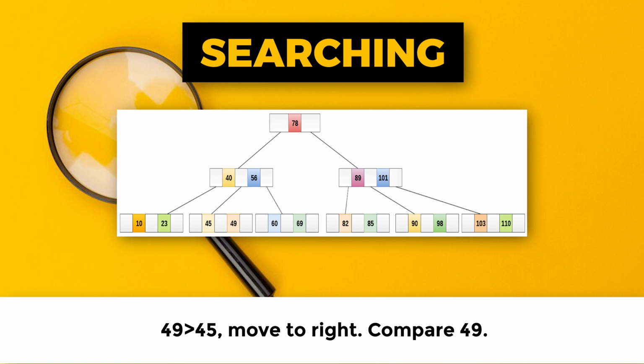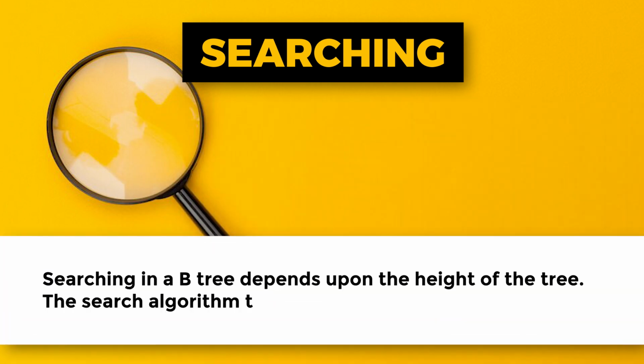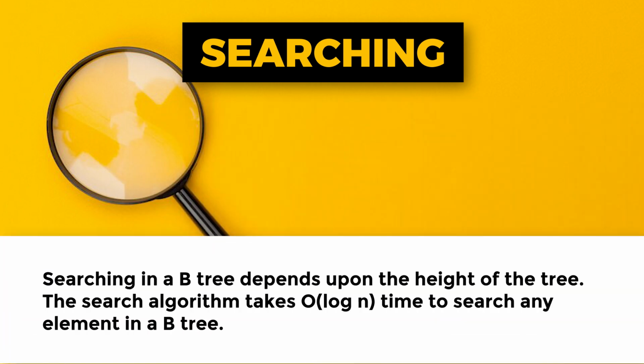It means your searching operation is successful, a match is found, and you return back to your first step. You can write the statement: your operation is successful. 49 is available in such a position in a B tree. So searching in a B tree depends upon the height of the tree.